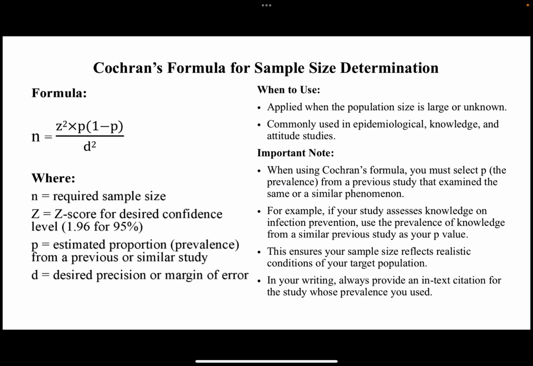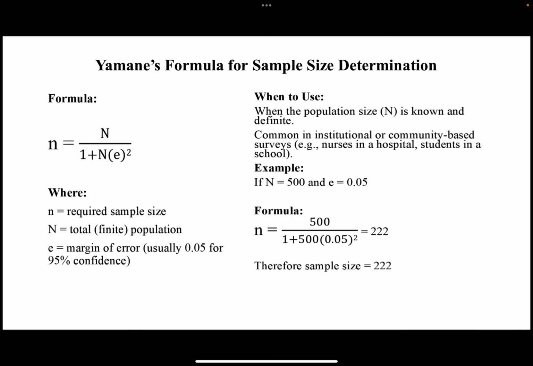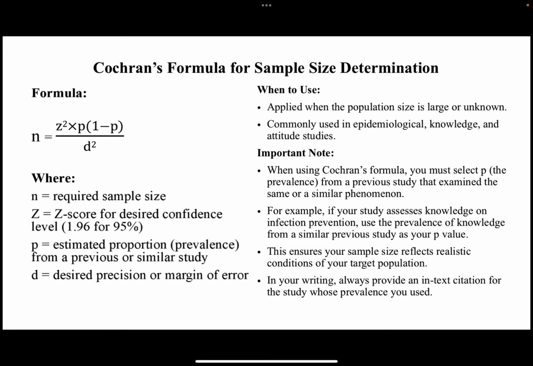Now, what's the secret to using the Cochrane formula? For example, you want to conduct a study among nurses at, let's say, Asha Polyclinic. You want to study knowledge of nurses regarding ethical and legal issues in nursing. Now, you are not sure of the population size N. In such a situation, you can't use Yamane's formula, so you have to use the Cochrane formula.